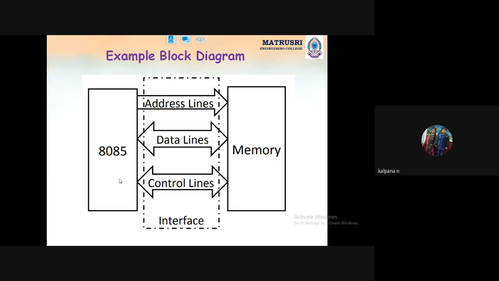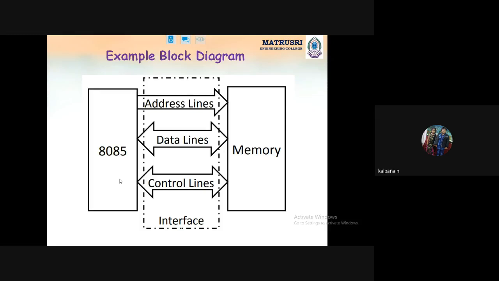Now, among these 40 pins, what is our aim? We need to interface memory to the 8085 processor, right? In order to interface memory to the 8085, how many of these 40 pins do we need to connect? Do we need to connect all 40 pins to the memory? No. We need to connect only 3 groups of pins. What are those 3? The first one is address lines, which means address pins.